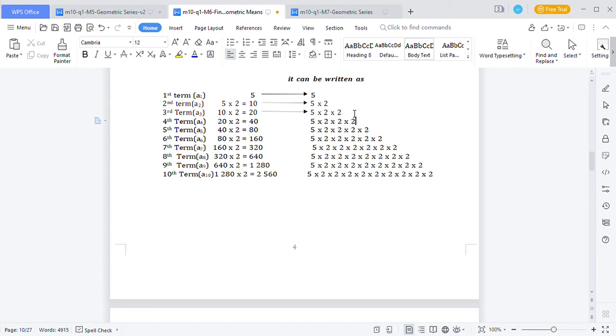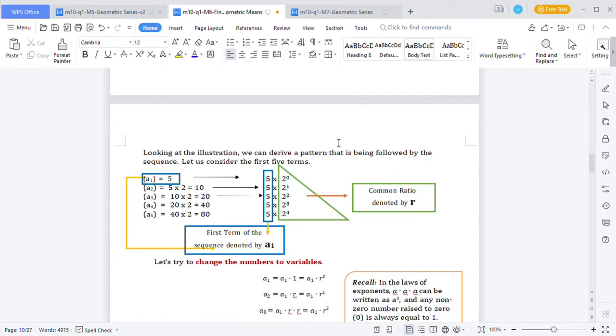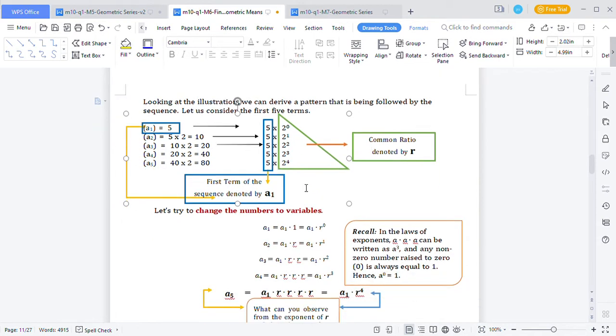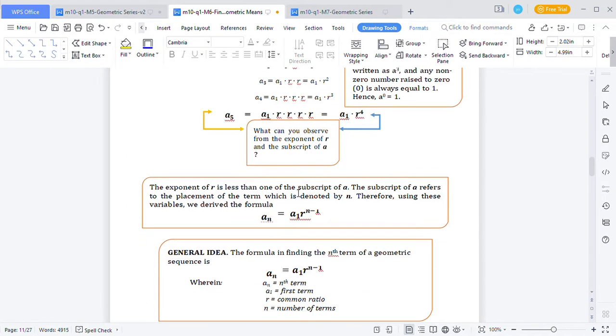So the number of 2s keeps increasing. Again, in the first term, the count of 2 is 0. In the second term, it is only one, so that is power 1. The 2 there is our common ratio, so we denote it as our common ratio. That is how we get the formula. A sub n is equal to the first term, A sub 1, multiplied by R, your common ratio, to the power of n minus 1.